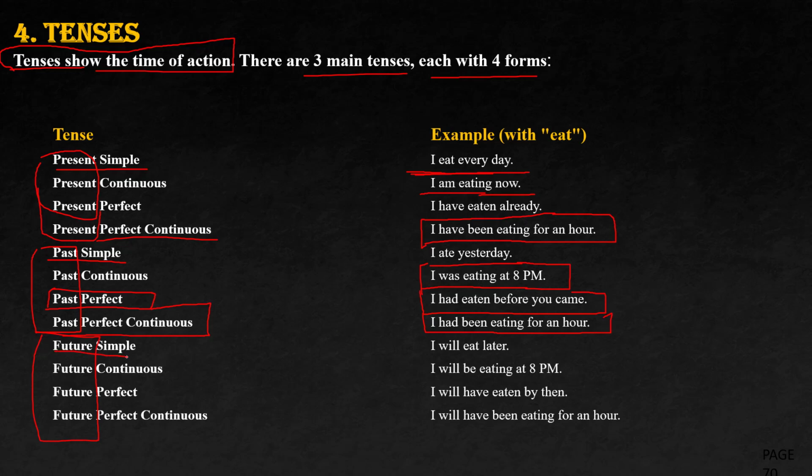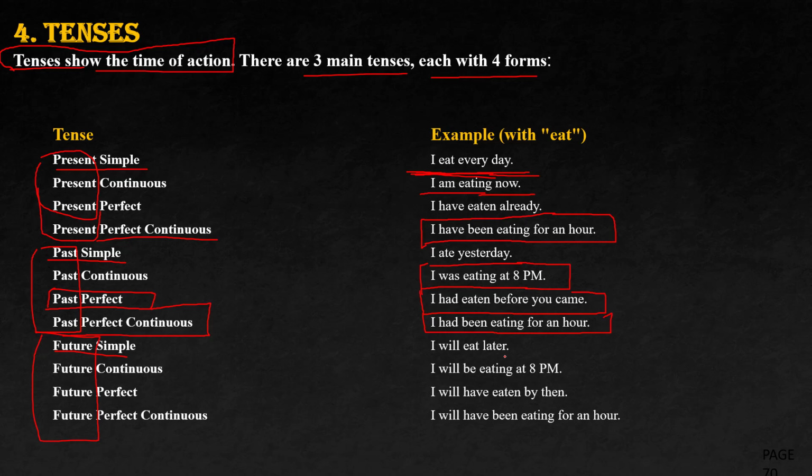Next, the future simple. In short, what exactly you're going to do tomorrow, future. So today I eat. Okay, and then when it comes to tomorrow, if you're going to do it, I will eat. Correct? I will eat later, or I will eat tomorrow. Got it?